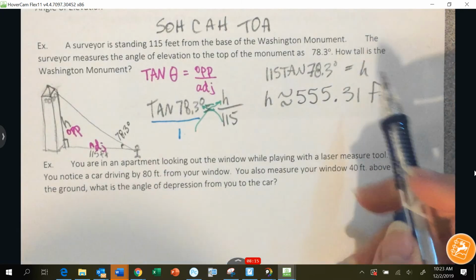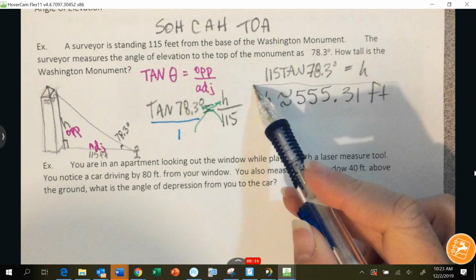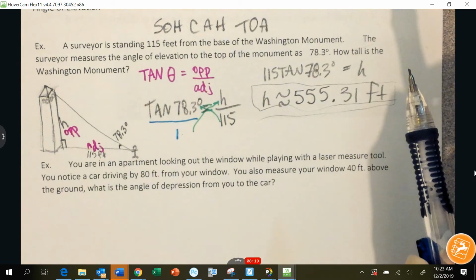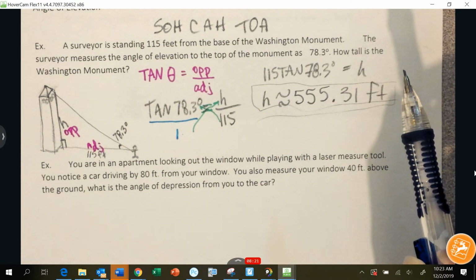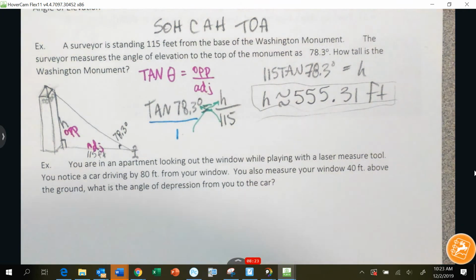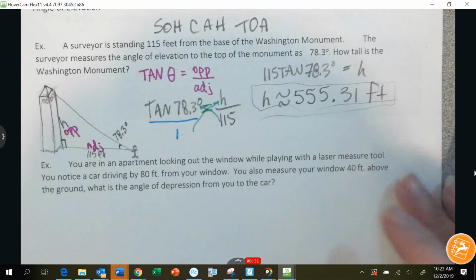Any questions on this? Did anybody not get 555 and then had to go back and be like, oh yeah, I was in radian form? Anybody? Couple. Everybody else thought of that right away? Good, good. I'm glad to hear that.